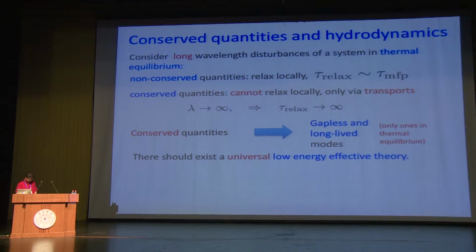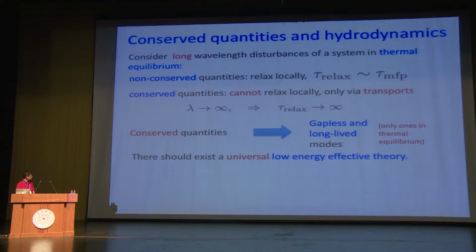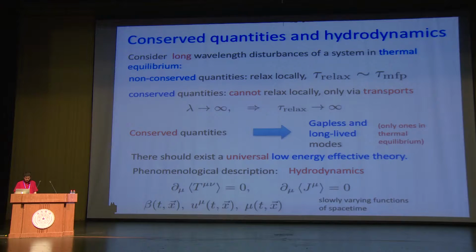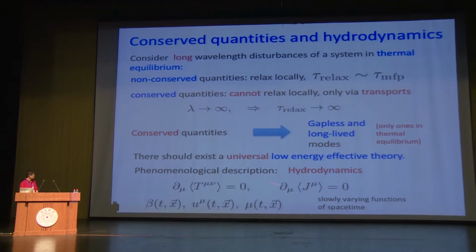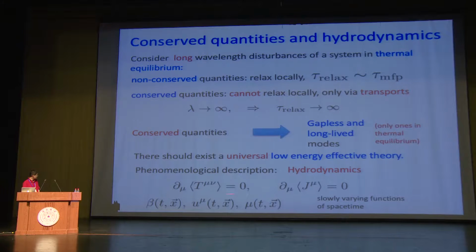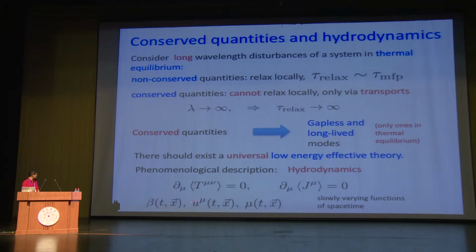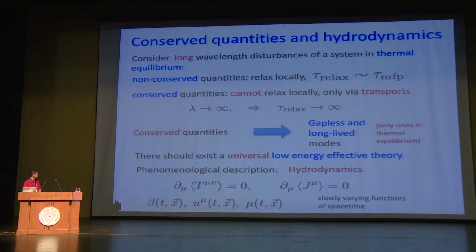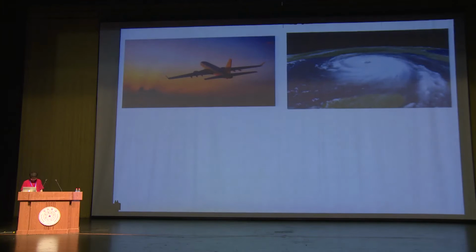And just as with the theory of Goldstone bosons, there should exist a universal low-energy effective theory for those modes. Of course, such a theory is already known. At the phenomenological level, this is just hydrodynamics. The equations of motion of hydrodynamics are just the conservation of conserved quantities like the stress tensor, or any other conserved current. Essentially, you express your stress tensor and conserved current in terms of dynamical variables, say inverse temperature, velocity, or chemical potential, which are assumed to be slowly varying functions of spacetime, and then you just solve those equations. Of course, this formalism is extremely powerful.